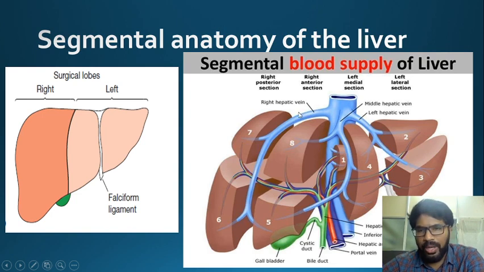The whole idea behind dividing the liver into different segments is to facilitate limited hepatic resections, so that much of the functional liver will be left behind, the prognosis will be good, and the morbidity will be less. The functional liver can be conserved when the resections are done through these segments.